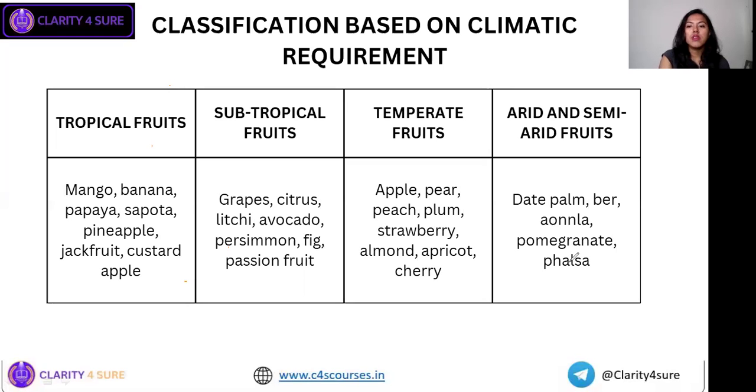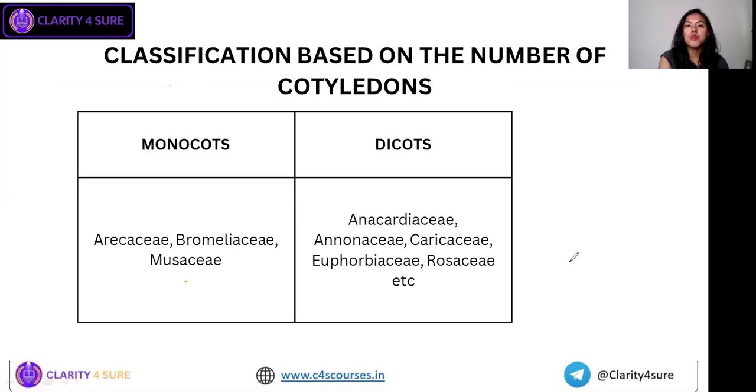Right. Next classification is based on the number of cotyledons, whether they are monocot or dicot. Now, an easy way to remember: there are only three fruit families which are monocots. Arecaceae, Bromeliaceae, and Musaceae. Arecaceae, what are the fruits? Coconut, areca nut, date palm, the Palmyra palm. These are all your Arecaceae.